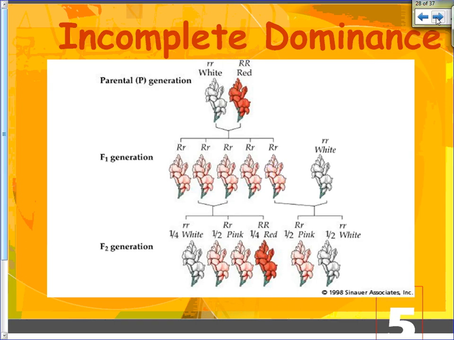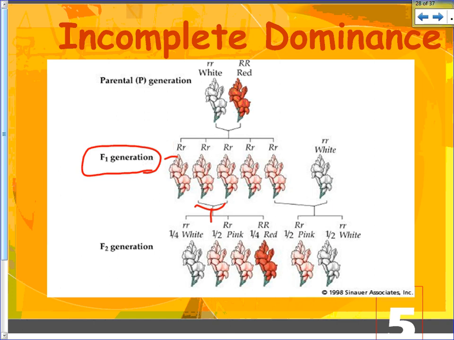So here's a picture diagram showing this cross. If I take a red and a white, in the next generation, the F1 generation, I have 100% pink. They're heterozygous. When I cross two from the F1s, I find different ratios from what I would normally find from Mendelian traits that follow Mendel.